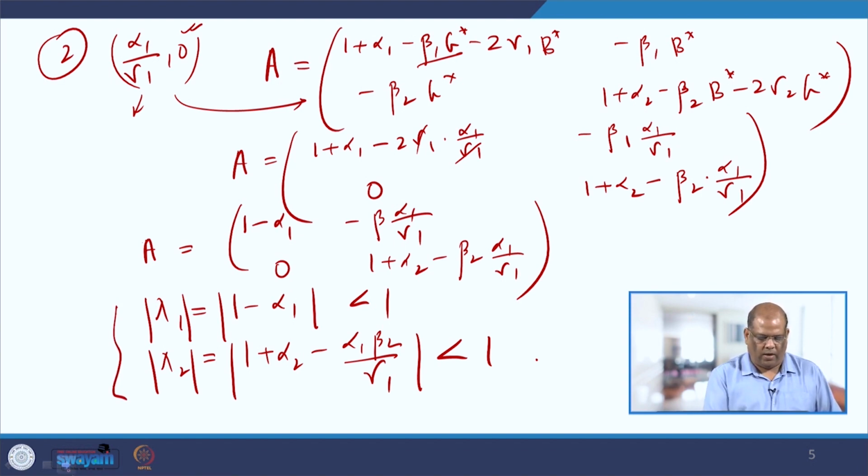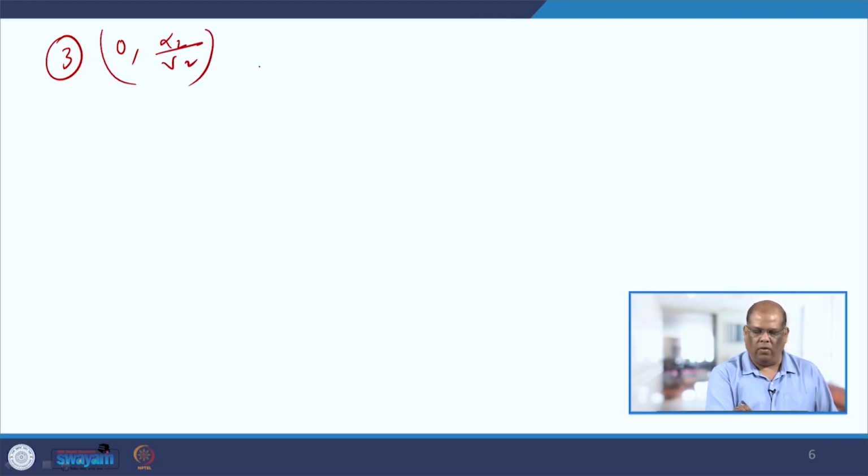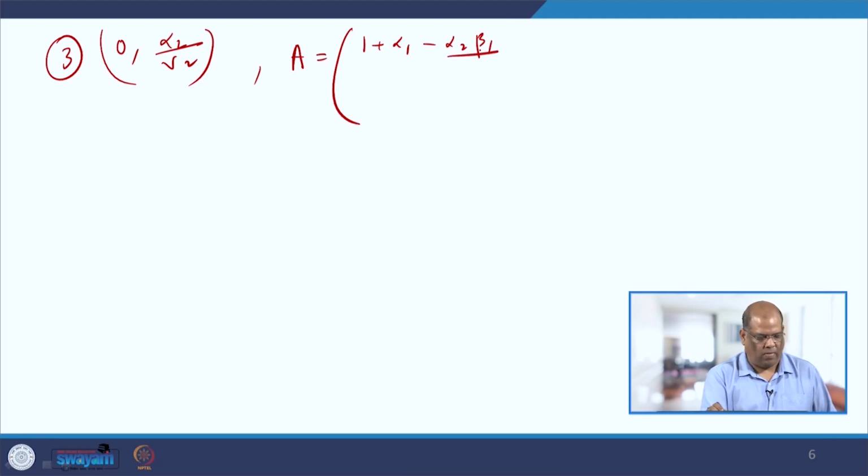In a similar manner, if we take 0, alpha 2 by gamma 2, you will get your coefficient matrix to be 1 plus alpha 1 minus alpha 2 beta 1 by gamma 2, 0, minus alpha 2 beta 2 by gamma 2, and 1 minus alpha 2.